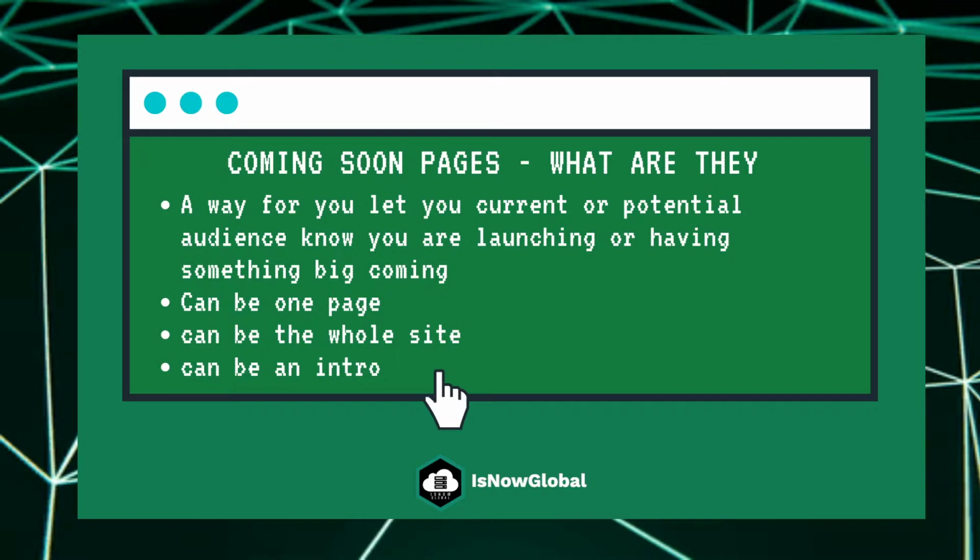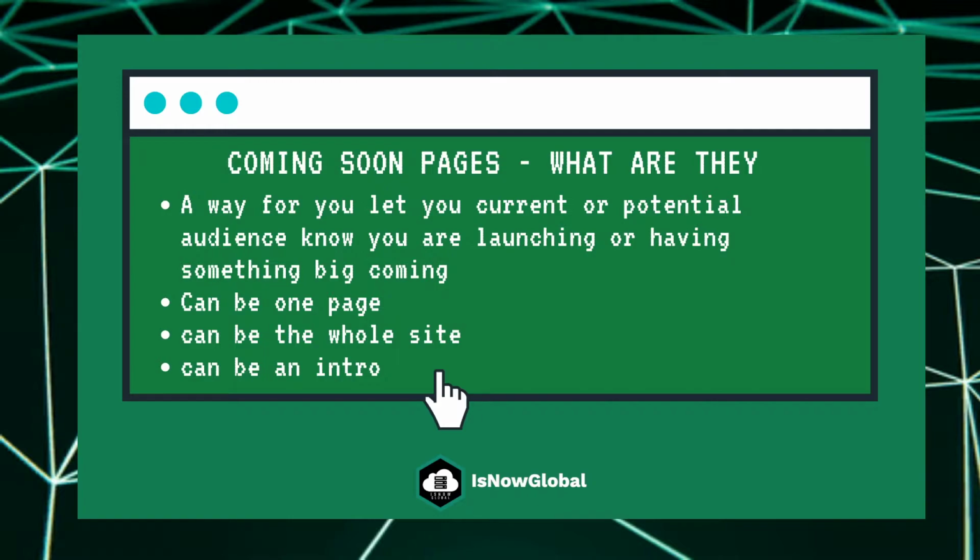So what else here? It can be one page on your site, it can be the entire site, or it can be an intro. I'll break those down real quickly. When it comes to being one page, think of it as your entire site is one page, and when they go there, you'll see it's coming soon. This is more for if you are in the process of developing your application or your website. This is a great way to do a one page, and that's what we're going to build today: a one page coming soon that you can use to collect emails.